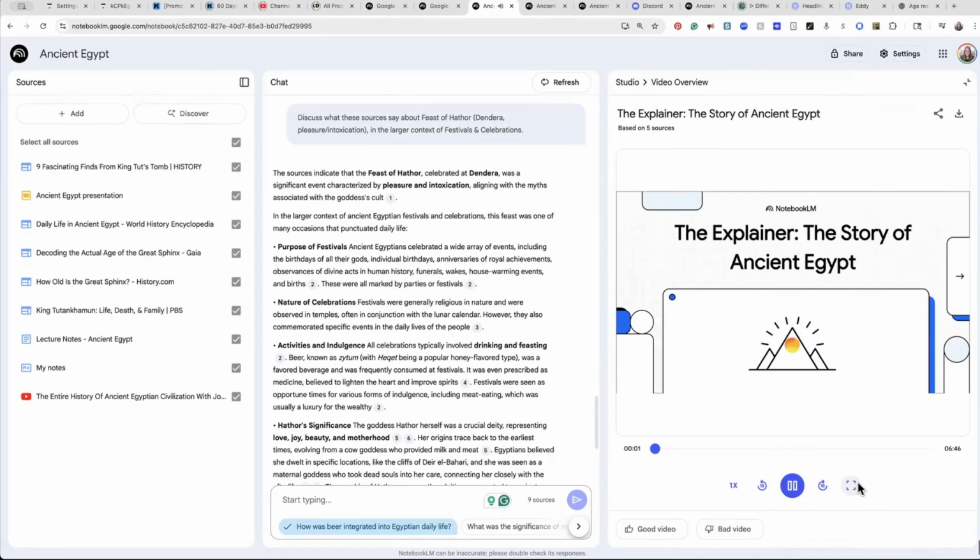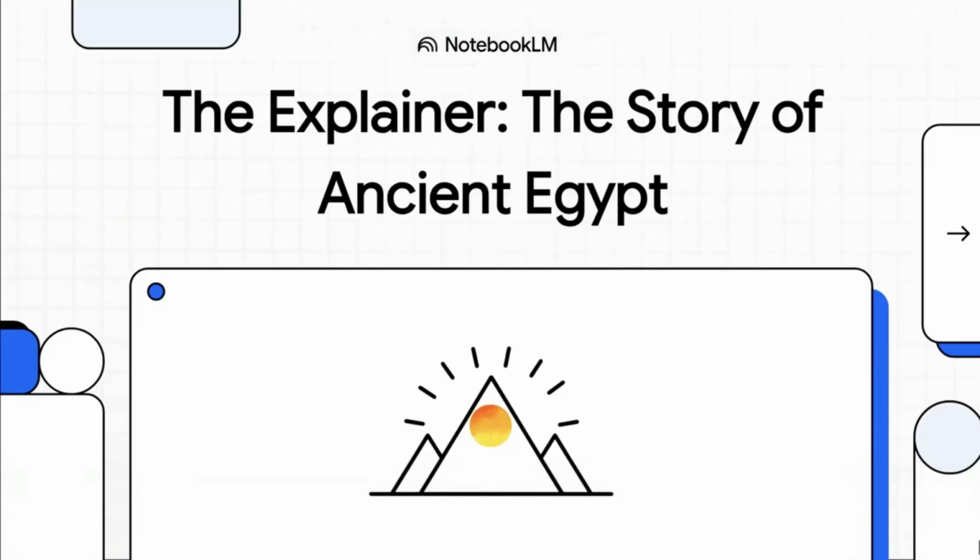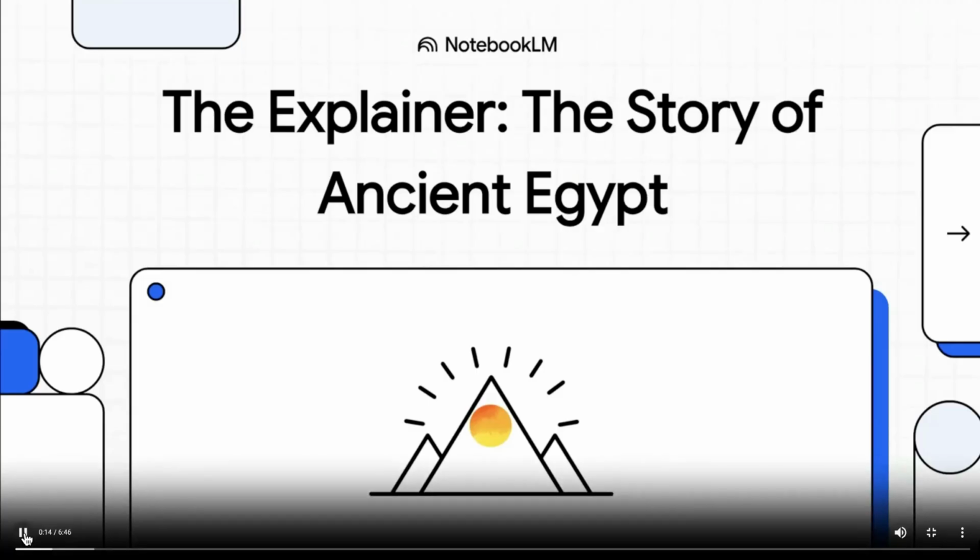Pyramids, pharaohs, mummies, we all think we know the story of ancient Egypt. But what if I told you the real story is so much bigger and way more surprising than all the stereotypes? In this explainer, we're going to look past the golden masks and dusty tombs.